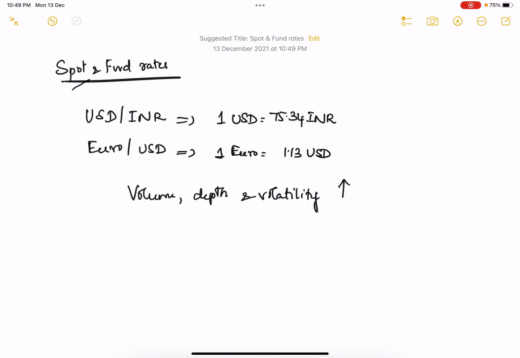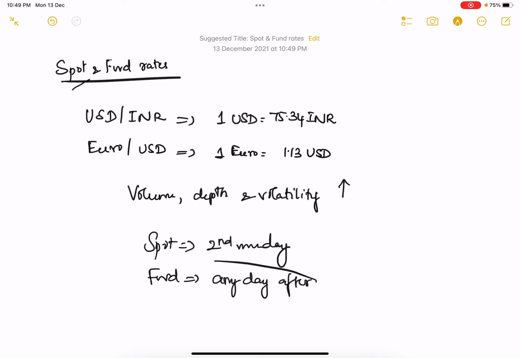We already discussed that spot rate is calculated on the basis of the date of delivery of funds, which is on the second working day from the date of deal, whereas forward rate is any day after spot date. That is, when spot date is on the second working day, forward rate is on any day after the spot date.